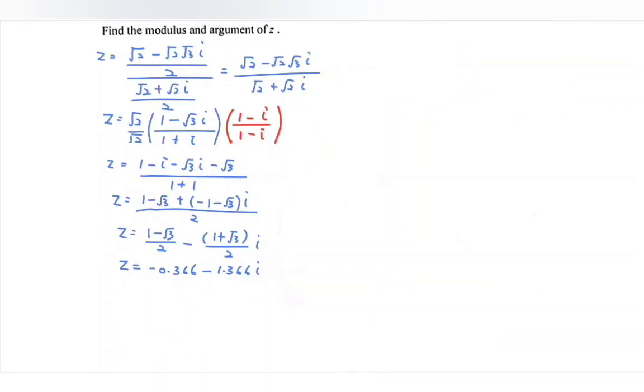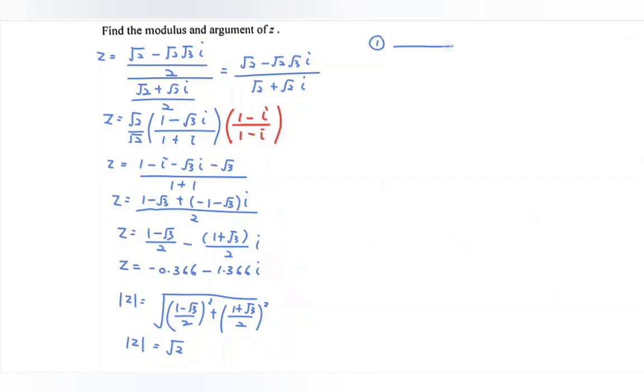Next, what we have to do is focus on the modulus of z. Since we have z, now we are going to find the modulus of z. The modulus of z is the square root of 1 minus square root of 3 over 2, squared, plus 1 plus square root of 3 over 2, squared. So the modulus of z equals the square root of 2. Next is to find the argument. First of all, we draw the Argand diagram.